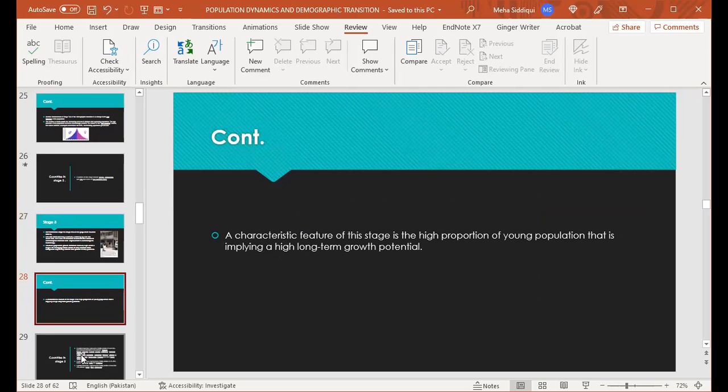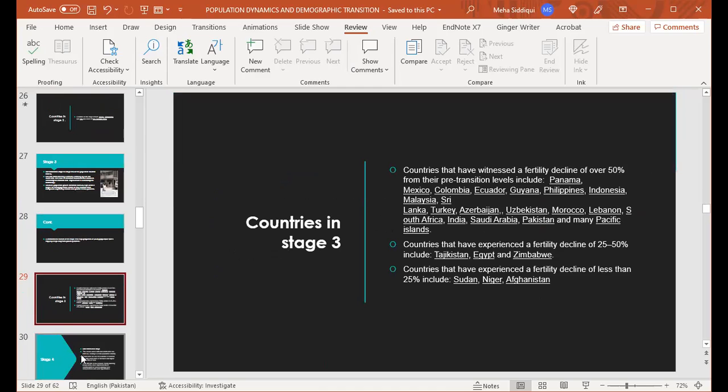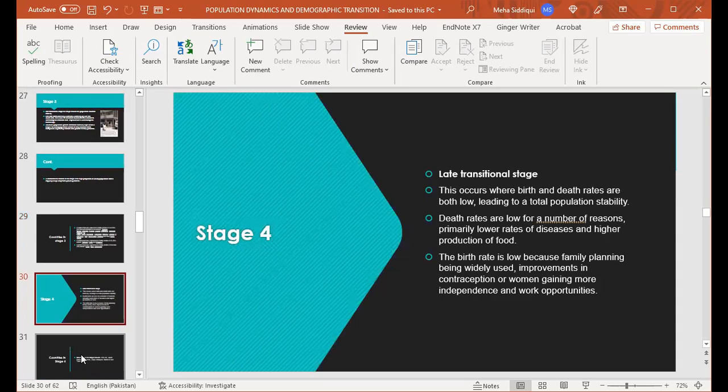A characteristic feature of stage 3 is a high proportion of young population, implying a high long-term growth potential. Countries that are present in stage 3 are Panama, Mexico, Colombia, Philippines, Indonesia, Malaysia, Sri Lanka, Turkey, and Pakistan. The point to remember is that Pakistan is also in stage 3.